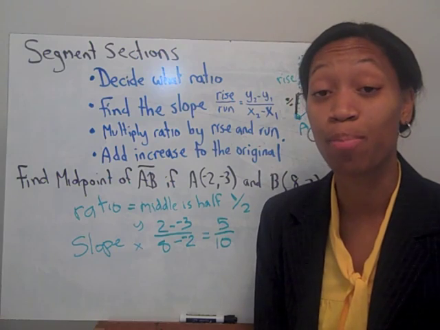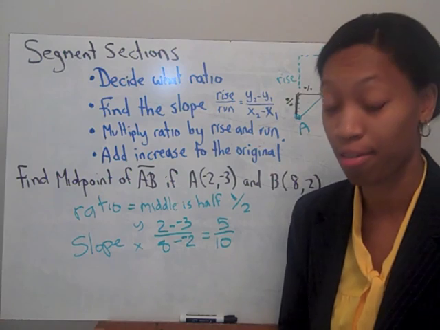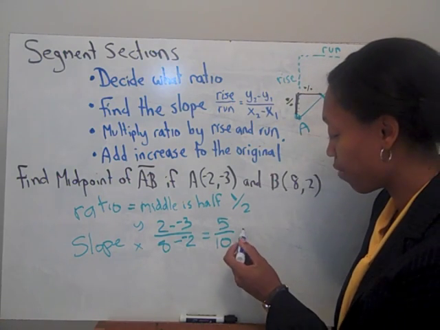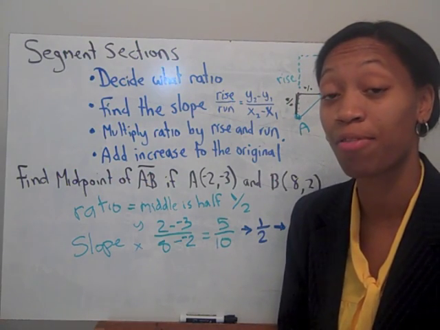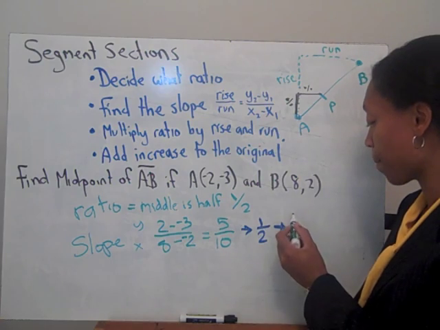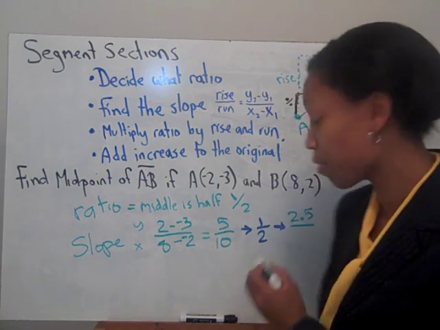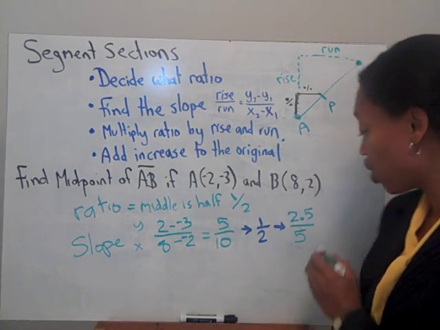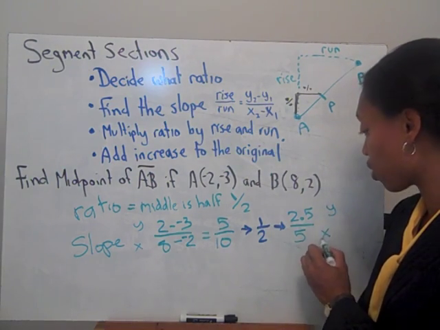Now what we're going to do is multiply that slope by my ratio of 1/2. We want 1/2 of the slope. When we multiply by 1/2, half of 5 is 2.5. Half of 10 is 5. So now I know that I need to change 2.5 in my y direction and 5 in my x direction.